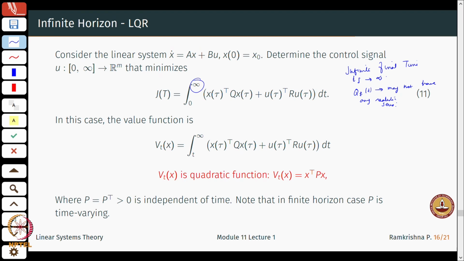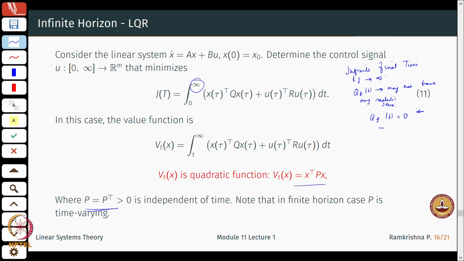Okay, since we are usually interested in solutions over finite time, Q_f in this case must be equal to 0. So we are now solving the same problem with no final cost, and the cost J going from 0 to infinity. In this case the value function, or the cost function, is simply quadratic. It will now be independent of time, because there is nothing really associated here.